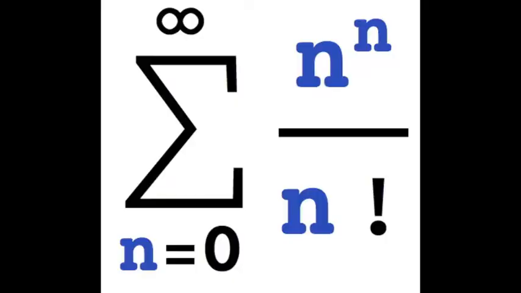Woohoo! Our next example will be the sum from 0 to infinity of n raised to the nth power divided by n factorial. Again, the first step is to put the general term into the formula. As you can see, n raised to the n plus 1 power should be turned into n times n raised to the nth power. I have also turned n plus 1 factorial into n plus 1 times n factorial.